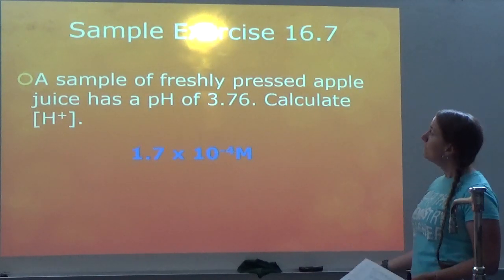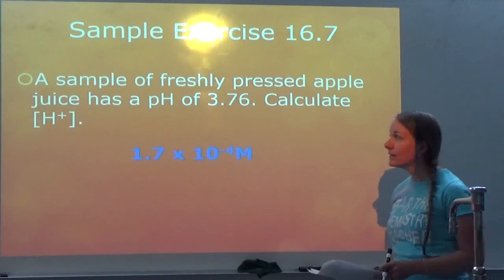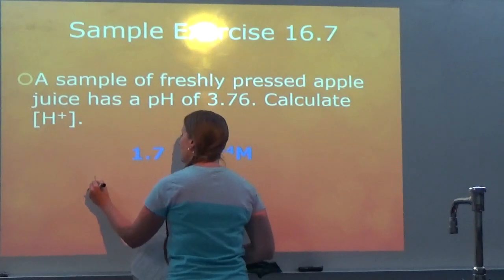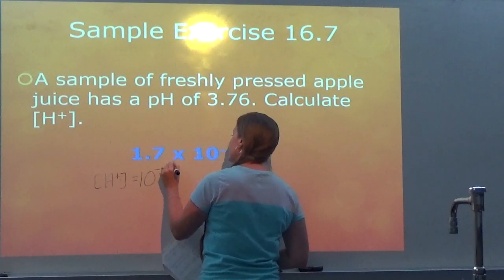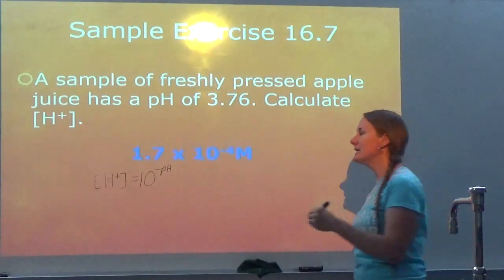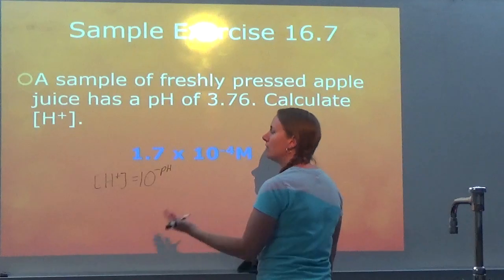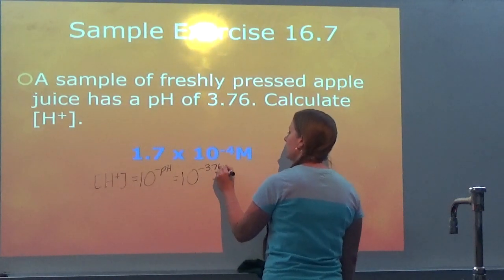All right, so it says a sample of freshly pressed apple juice has a pH of 3.76. Calculate H plus. So if you remember from the pH square, H plus is 10 raised to the negative pH. It's not 10 minus pH. It's 10 to the power of the negative pH. So I just do 10 to the negative 3.76.